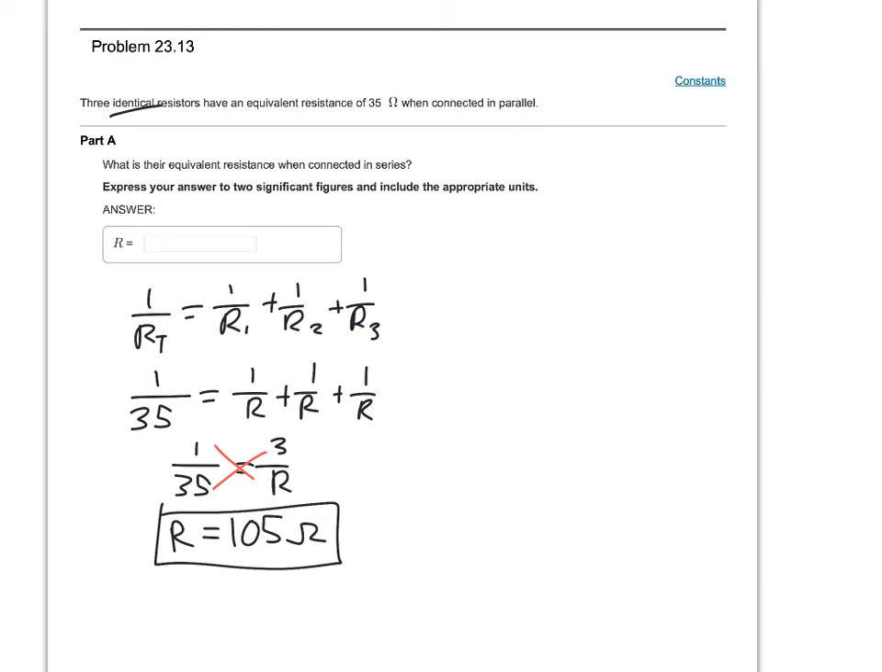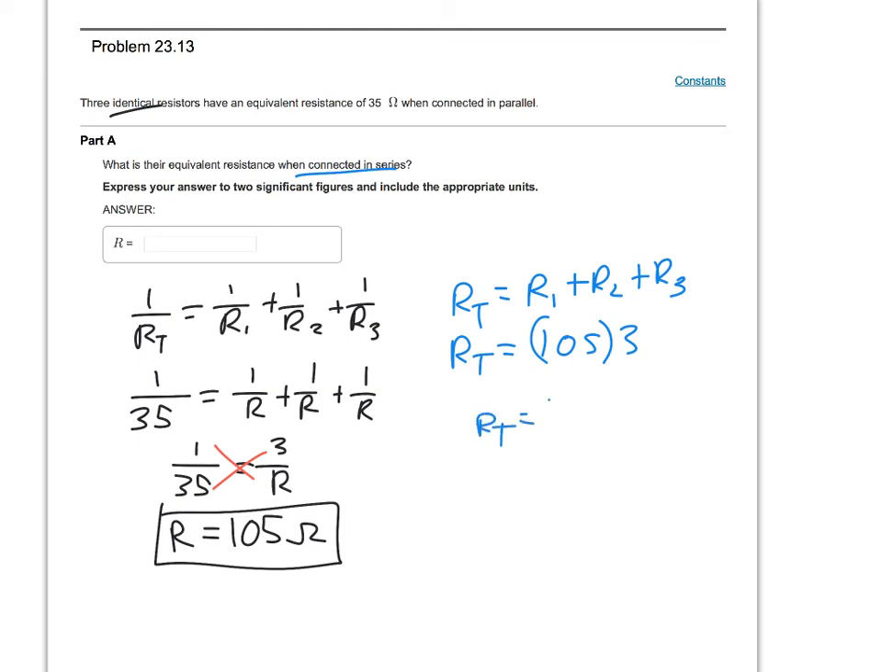Okay. I'm now going to think about what happens when they're connected in series. And so in series, we're just going to add up each individual resistance here. And so it's going to be 105 times 3, since they're all identical. And so I get a total resistance when connected in series of 315 ohms. All right, rounded to 2 sig figs, like the problem asked, that just ends up becoming 320 ohms.